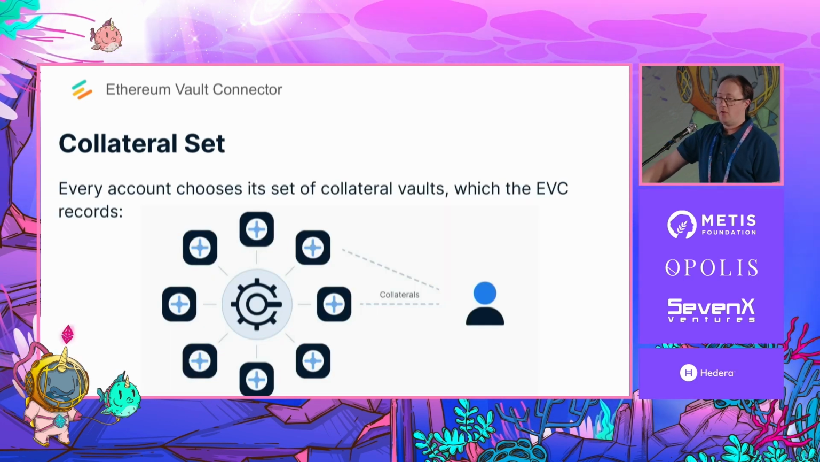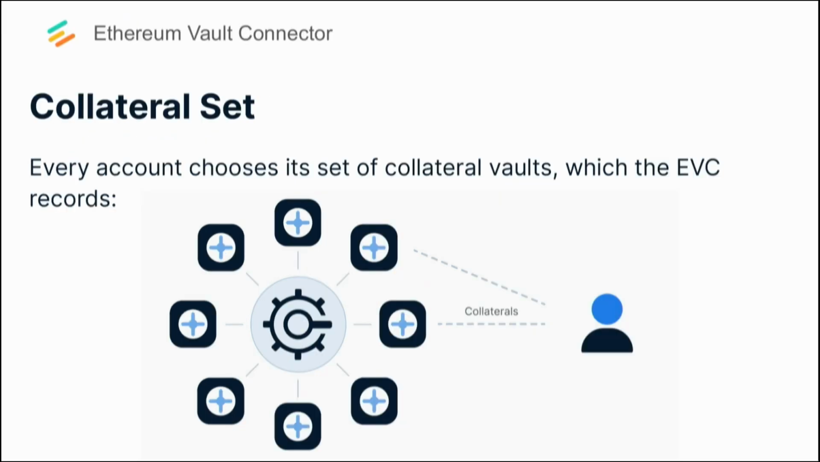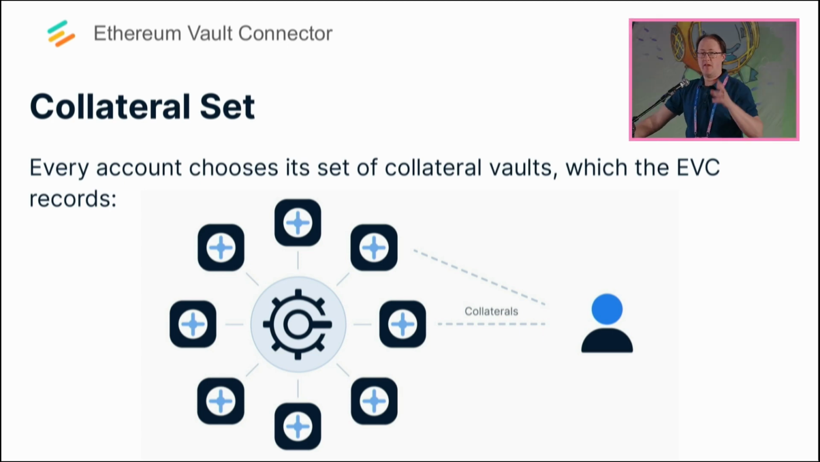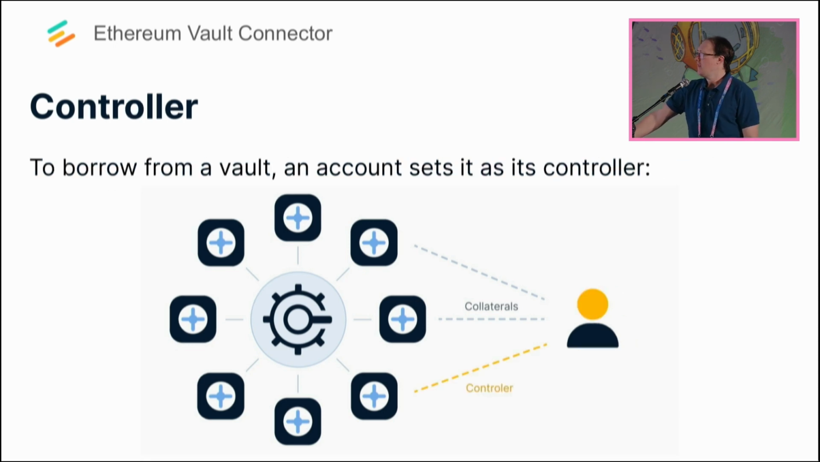Let's go through the mechanics of how the EVC works. Inside the EVC, it maintains this thing called the collateral set, which is basically just a list of vaults that a user has entered as collateral, chosen to post as collateral. Users themselves manage this. They deposit into vaults and pick which vaults they want to use as collateral for their account in the EVC. Then, when they actually want to perform a borrow, they select a vault and set it as the controller for the account.